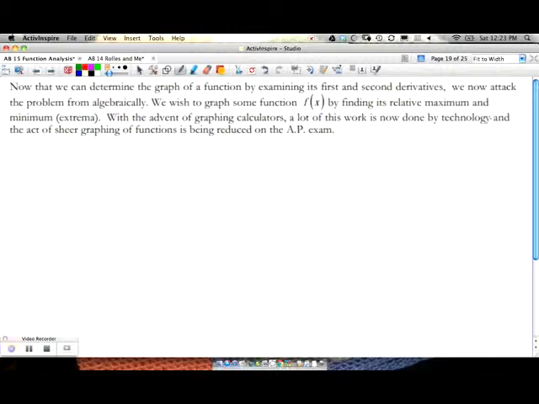Okay, so now that we have that information established, we're looking at the first and second terms. We can attack the problem algebraically. So we're going to do all this on our own. We're not going to have them give us the information. We're going to develop the information ourselves.